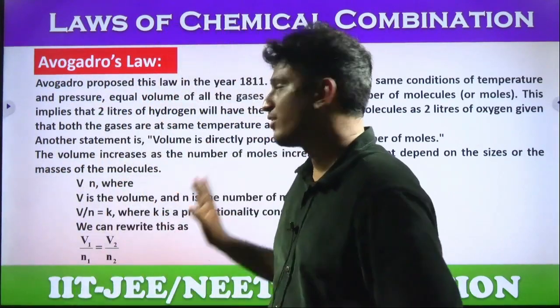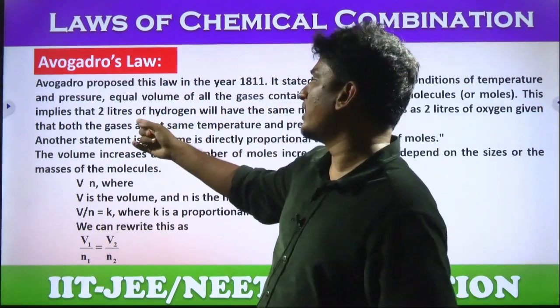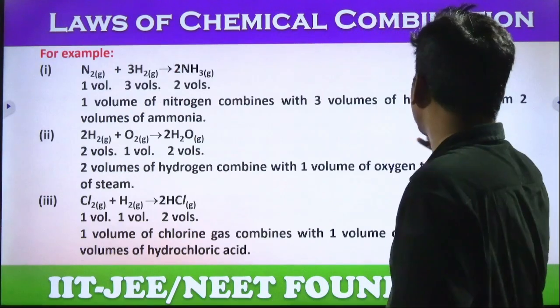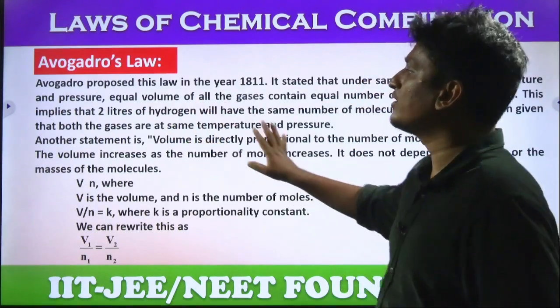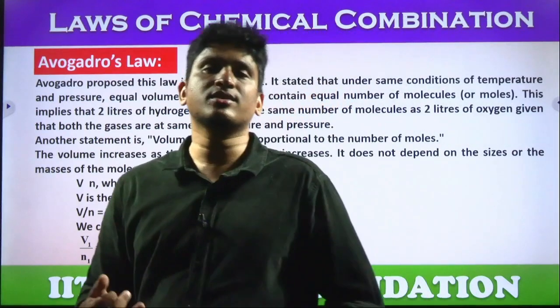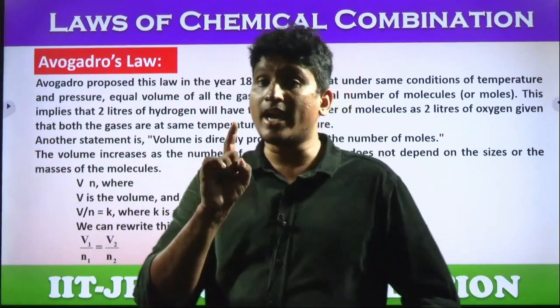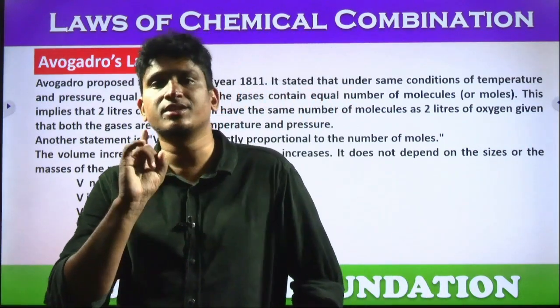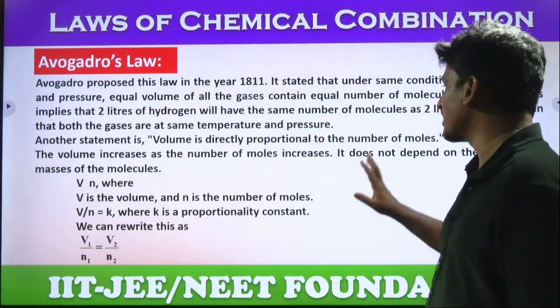That is Avogadro's law. So here this implies that 2 liters of hydrogen will have the same number of molecules as, students, 2 liters of oxygen, given that both the gases are at the same temperature and pressure. 2 liters of hydrogen or 2 liters of oxygen, they contain the same number of molecules at constant temperature and pressure conditions. Another statement: volume is directly proportional to the number of moles.